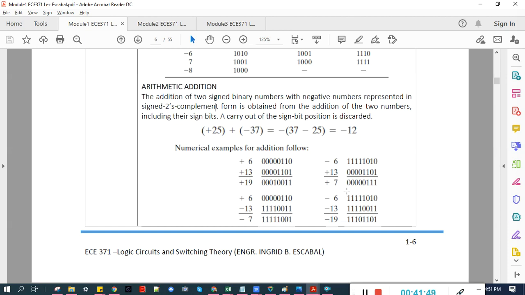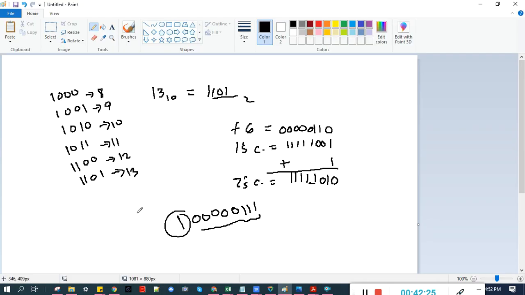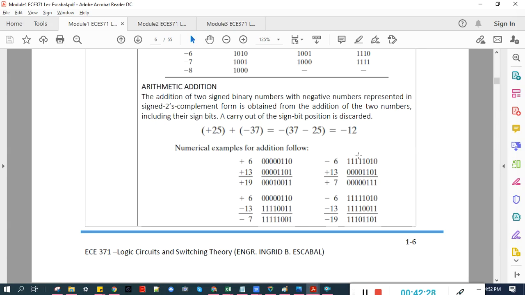It's the same as what we did, the same as the subtraction that we performed in example 1.7, except that we emphasized that the equivalent of negative 6 is the 2's complement of positive 6, and we just discarded the end carry.